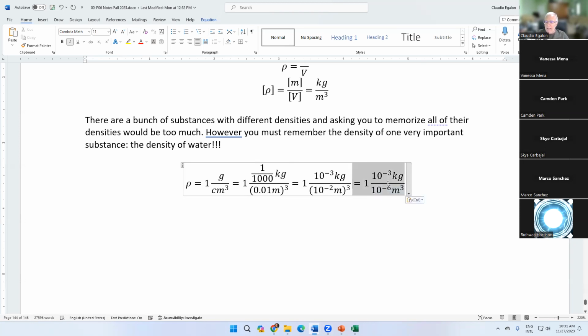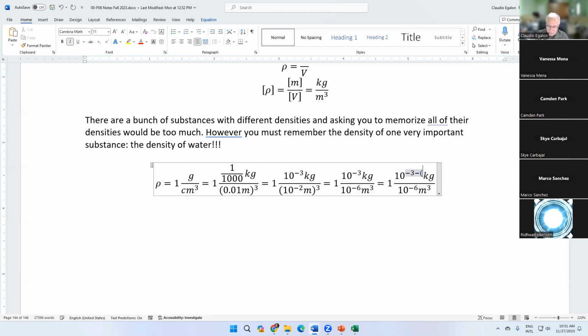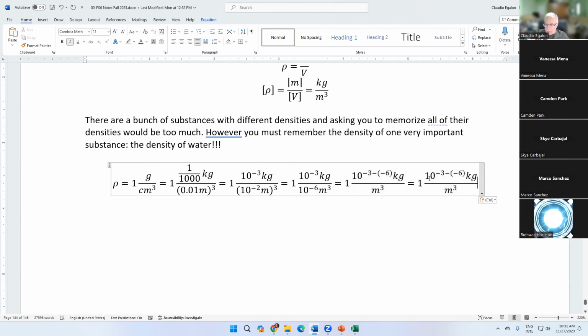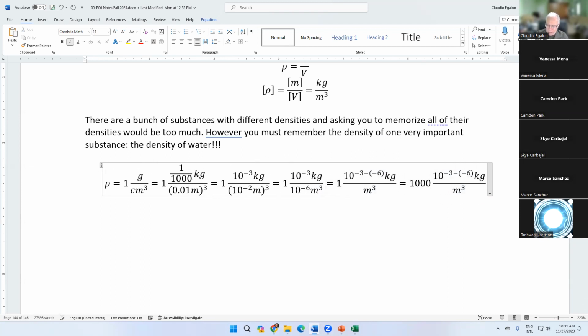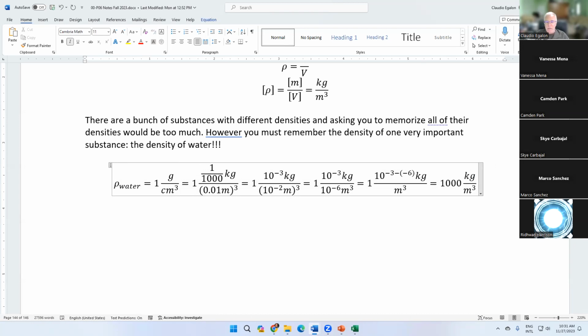Okay, and then what do we get? 10 to the minus 3 over minus 6, right? And when we do this math, you get 1,000 kilograms per cubic meter. So 1 gram per cubic centimeter corresponds to 1,000 kilograms per cubic meter. That's the density of water. It's not difficult to memorize that, right?